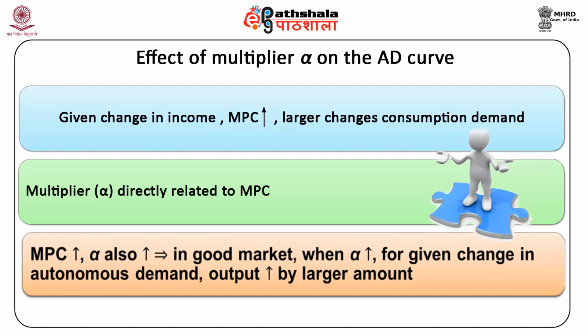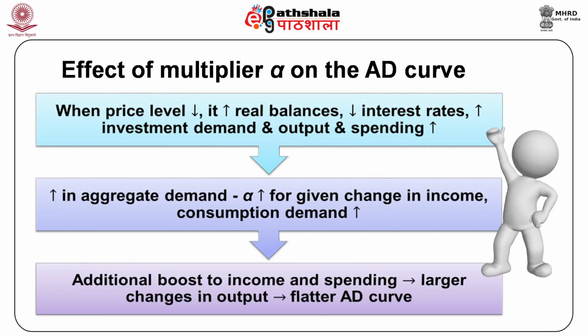When the price level decreases, it increases the real balances, which reduces the interest rates, increases the investment demand, and hence output and spending increase, leading to a rise in aggregate demand. When alpha increases in this process, for a given change in income due to a given change in the real balances, consumption demand increases. This provides an additional boost to the income and spending in the economy, leading to larger changes in output and hence a flatter aggregate demand curve.